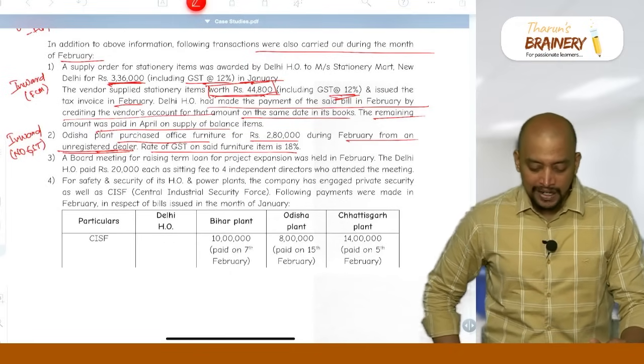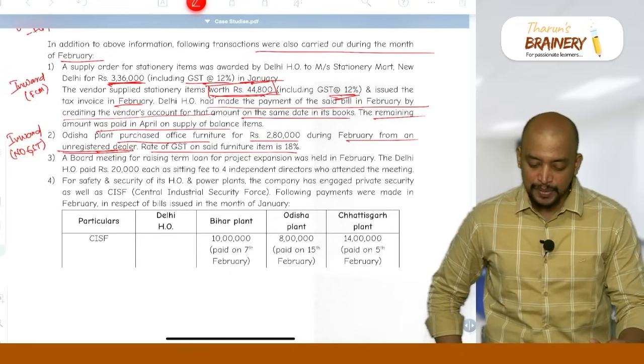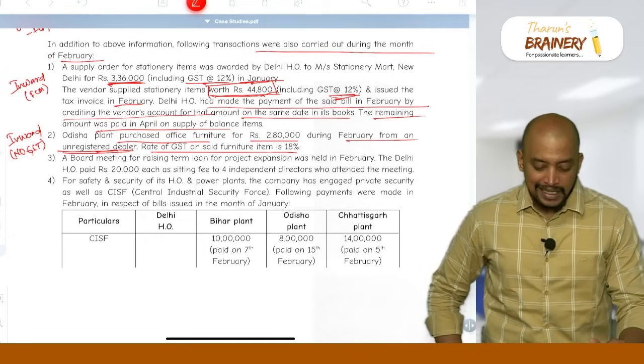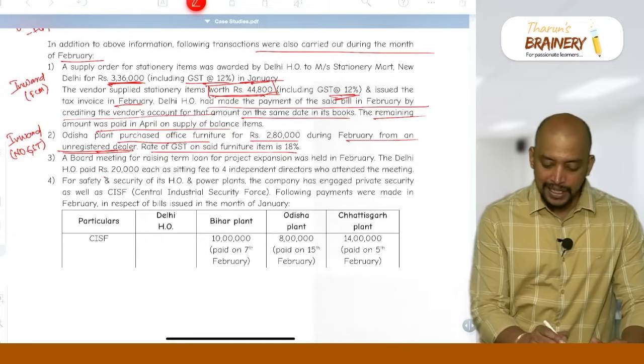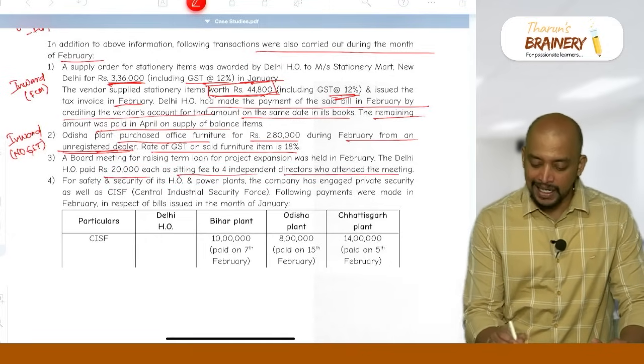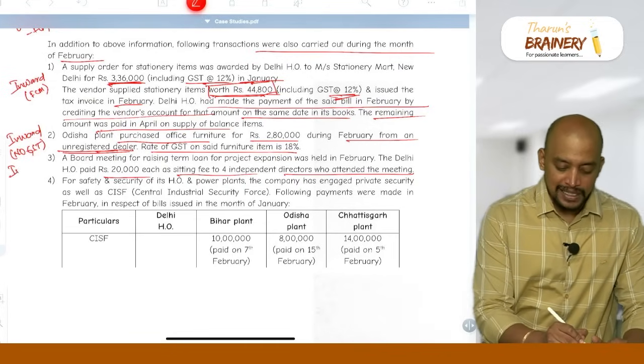A board meeting for raising term loan for project expansion was held in February. The Delhi head office paid 20,000 each as sitting fee to 4 independent directors who attended the meeting. So this is an inward supply and it will be coming under RCM, sitting fees.